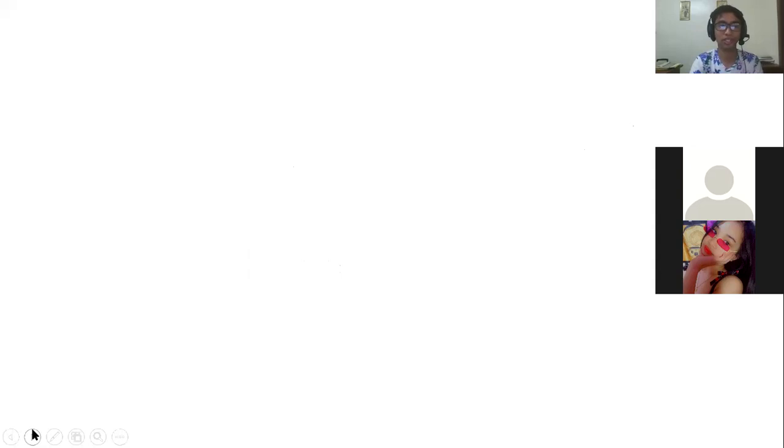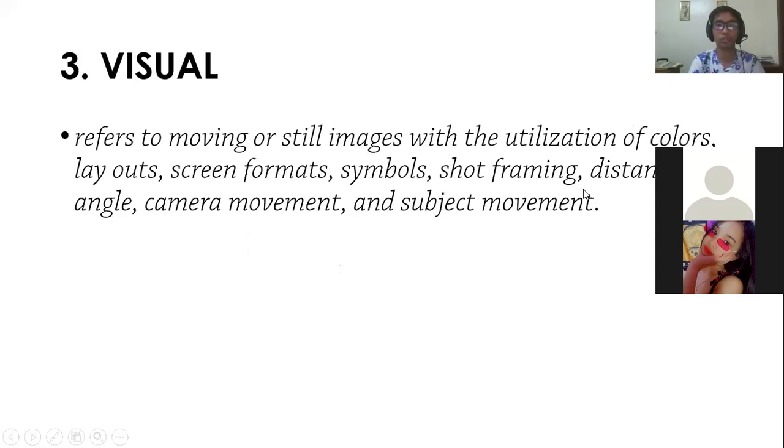Okay, the third one to consider is visual. After the audio, we need also to consider visual. So it refers to moving or still images with the utilization of colors, layouts, screen formats, symbols, shot framing, distance, angle, camera movement, and subject movement. Those are the components of visual.